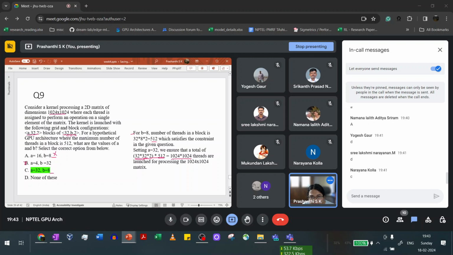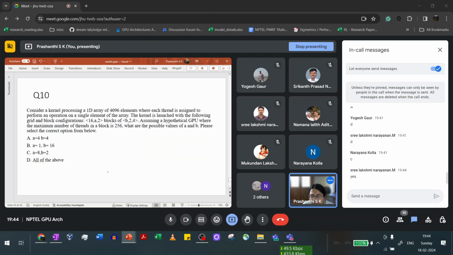So we evaluate for two constraints here. One is the one explicitly mentioned, that the maximum number of threads per block is 512. The other is the one that implicitly comes by saying that every thread works on a single element of the matrix and the matrix is of this size. So looking at both of those, C is our right answer. Is this clear now? Okay, great.